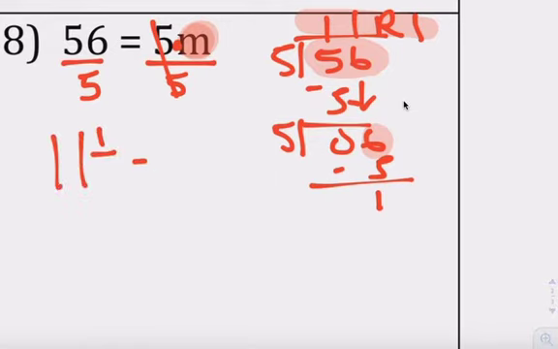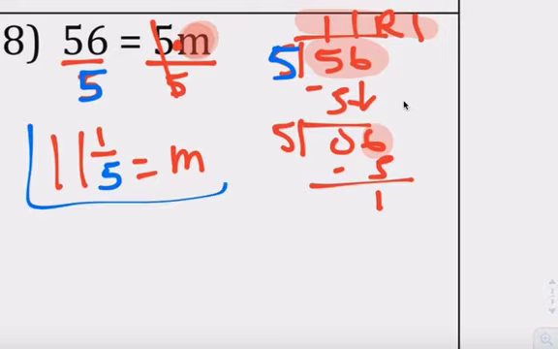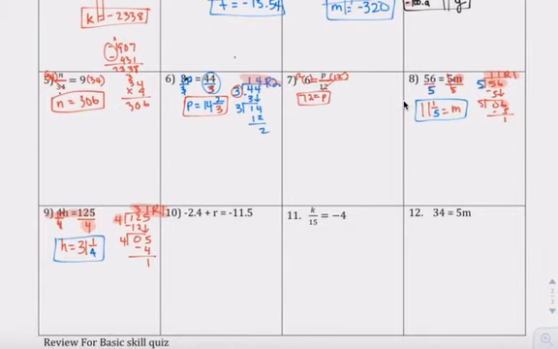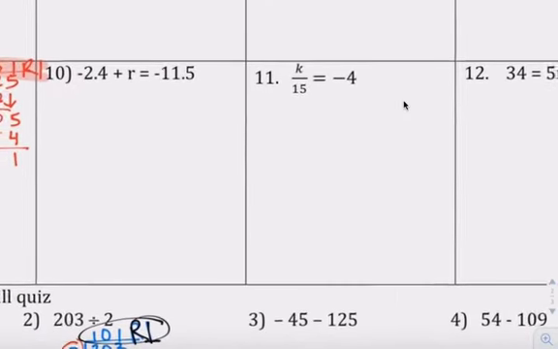Remainder 1 is the numerator. Now you need a denominator, so you put this number that's outside at the bottom. Okay?